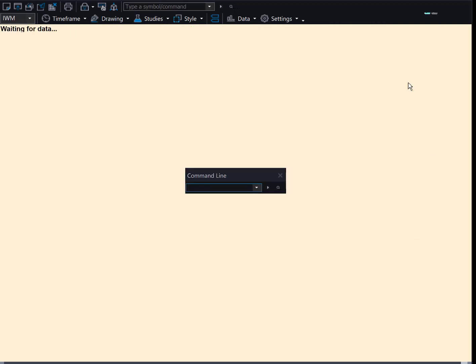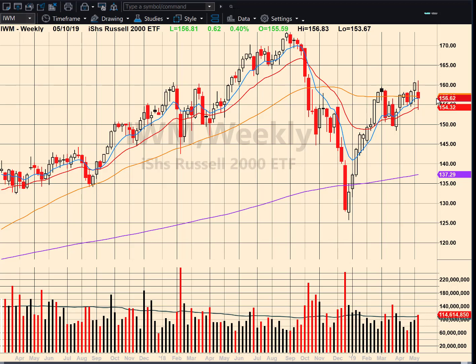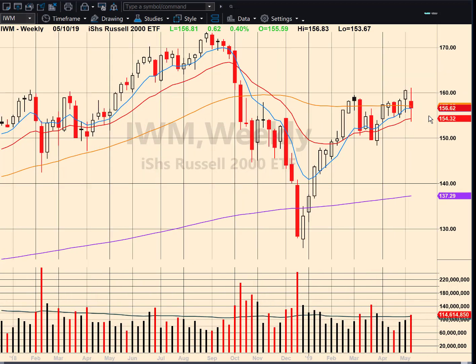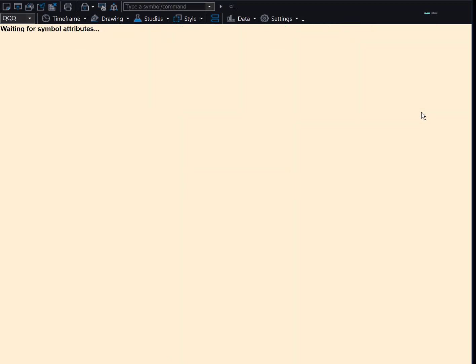How about IWM, the Russell 2000? We had a breakout candle a week ago, now a high wave doji. Where did we finish? Well, if I zoom in here, we finished a little below the orange, sort of on the blue, but above the red and above the purple. It's a mix. So I would say this one's sort of neutral to still bullish because we're still setting higher lows.